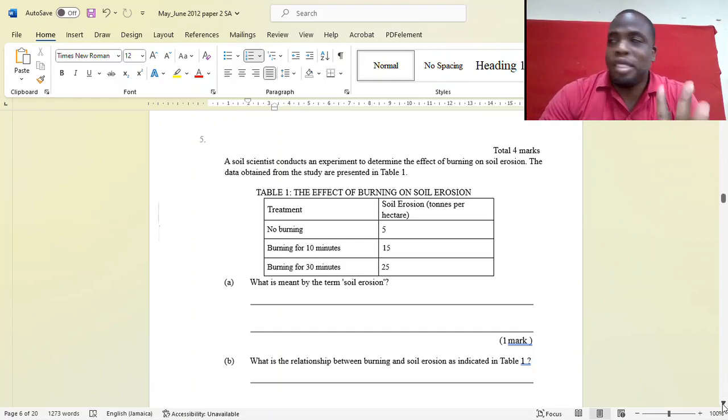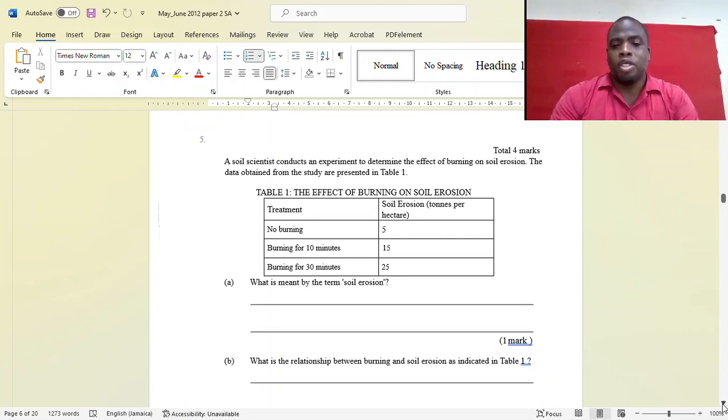So treatment, we see that as the title for one of the columns. We see soil erosion per ton in terms of the hectare. So no burning, we still have soil erosion. Bear in mind, we cannot prevent soil erosion. We cannot prevent it, we can only control it. Burning for 10 minutes, we have a situation where you increase that per ton to 15, right? And then burning for 30 minutes. And just by looking at this table, we recognize a relationship. As we are increasing the burning, we're also increasing the soil erosion per ton or per hectare, right?